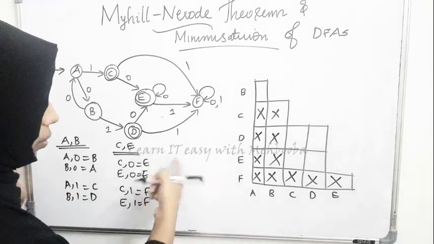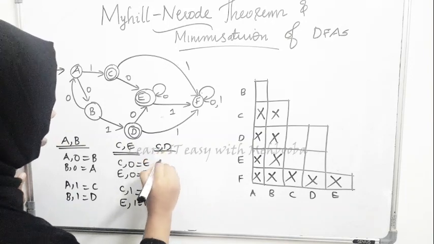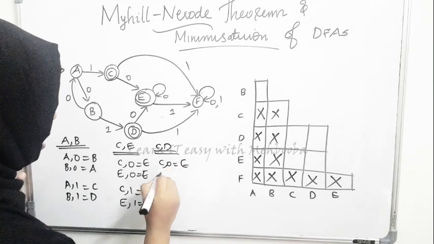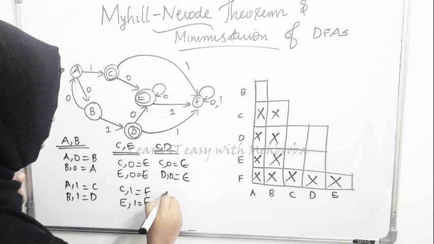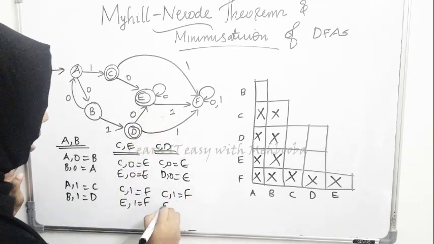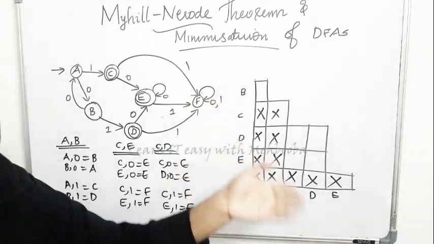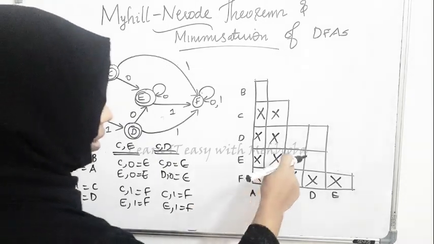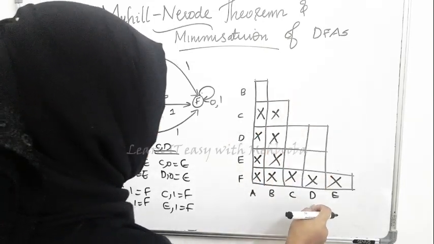Okay. Now CE is done, the next unmarked pair is CD. Again C on 0 gives you E, D on 0 gives you E. Now C on 1 gives you F and D on 1 gives you F. There is no EE pair or FF pair in this, so definitely you can't mark that. Now CE and CD have been taken care of, AB has been checked.